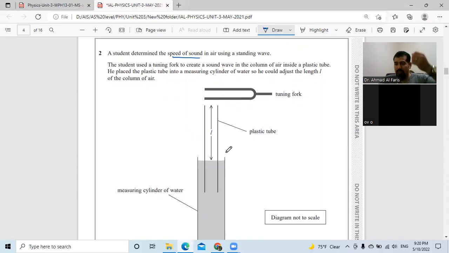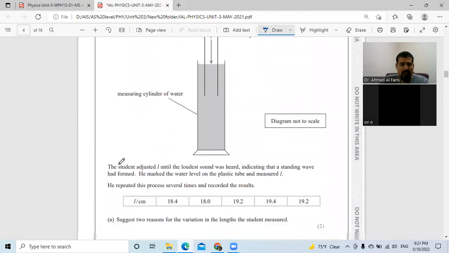We have a plastic tube and we can control how deep it goes inside, so how much is the length from the water surface to the top of the tube, that starts to make a booming standing wave, creating a louder sound. He placed the plastic tube into the measuring cylinder with water, so he could adjust the length L of the air column. As you can see, it's not to scale.